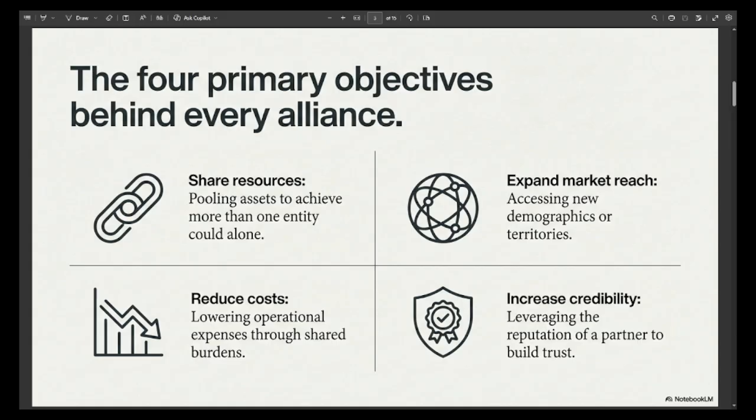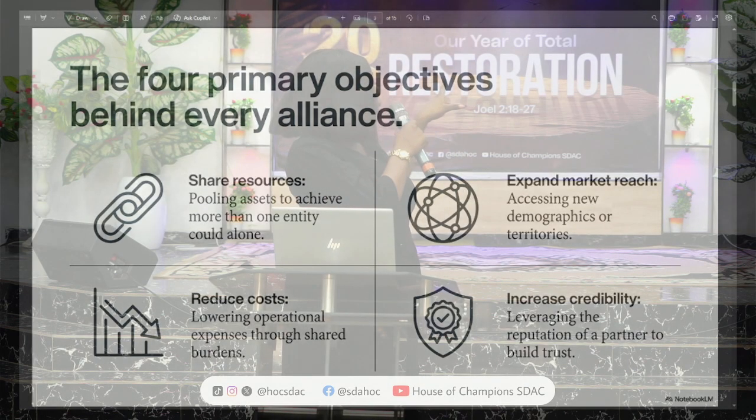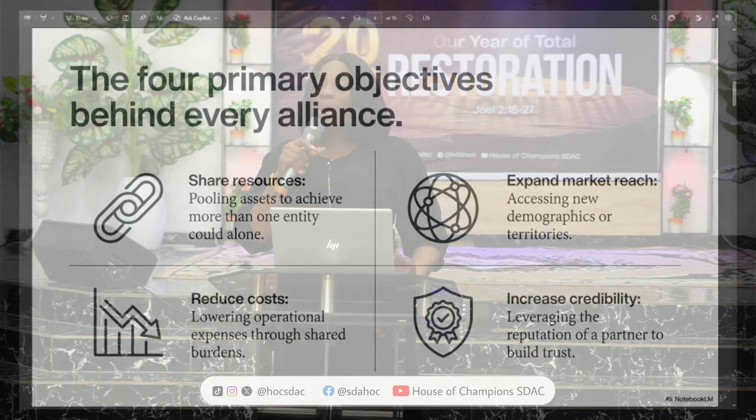You can read on your own on what franchise and disenfranchisement mean in your leisure time. So if you're looking towards reducing costs, it means you're trying to lower operational costs and expenses through shared burden. That is, you don't want to bear the cost of your loss, or of whatever the business entails, by yourself. So that's it for the four major reasons why people go into partnership.